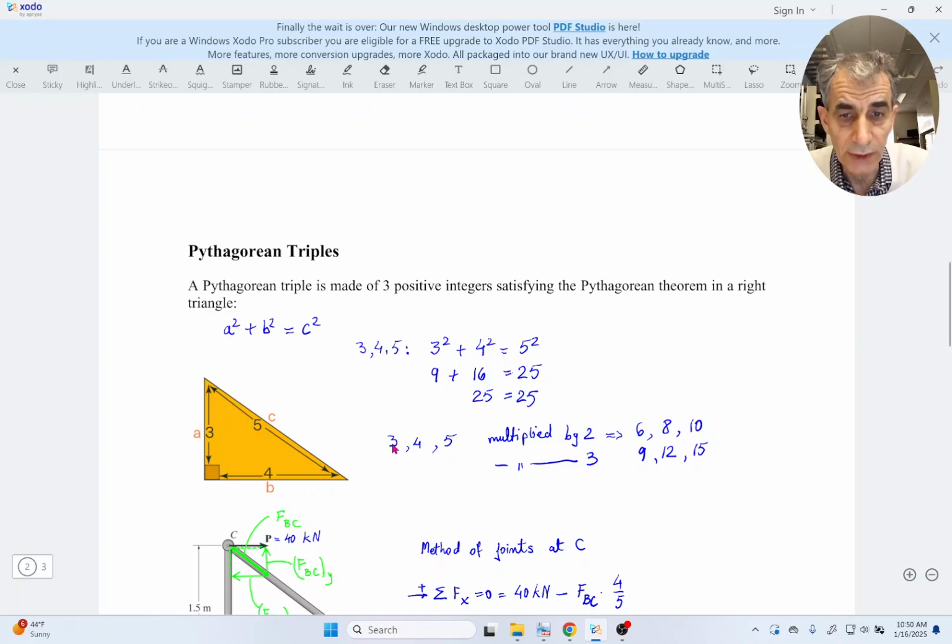If we multiply these 3, 4, and 5 by 2, then we have 6, 8, and 10. So those are also a triple having the same relationship that we see here. And if we multiply by 3, we get another triplet, and so on. So why is this beneficial?